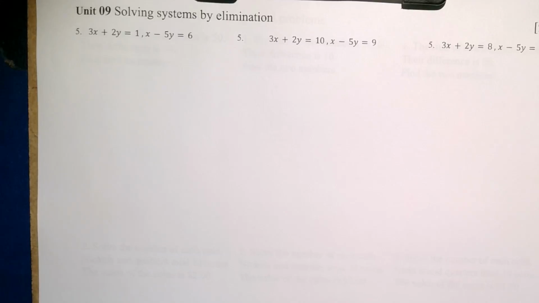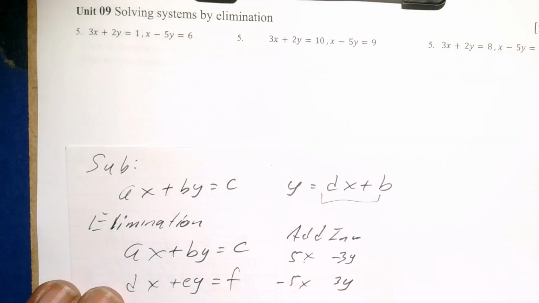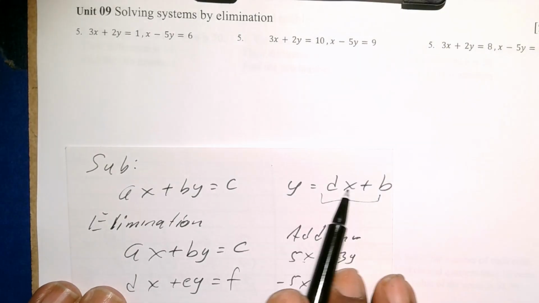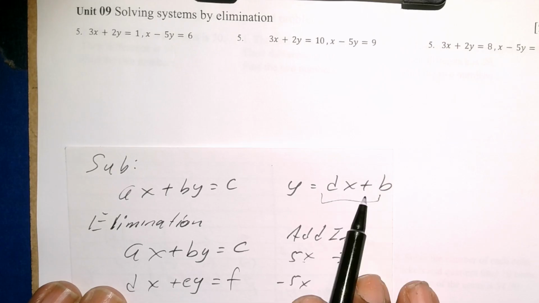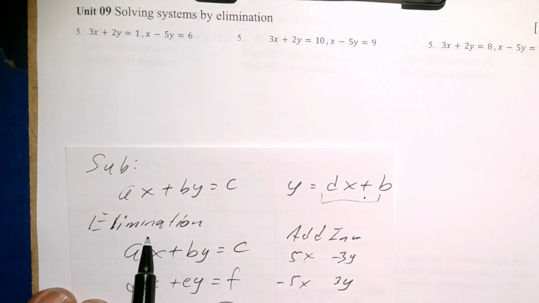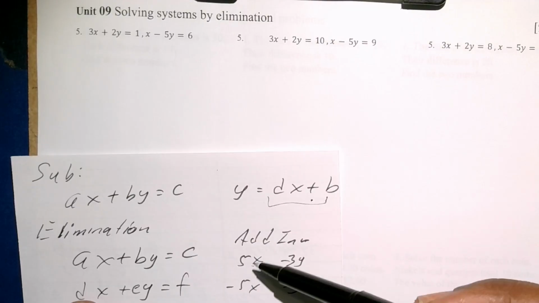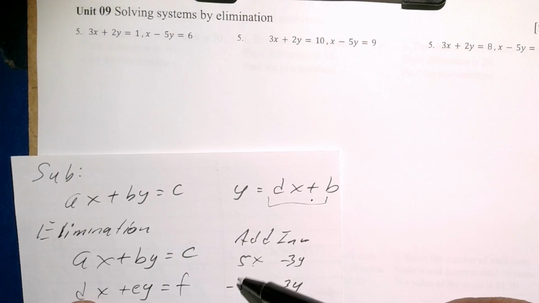Solving systems by using elimination. Once again, substitution requires one isolated variable, whereas for elimination, both equations, or all equations, have to be in the same form. So if one is x, y, and a constant, they all have to be x, y, and a constant. Then you want to get additive inverses, which involve having different signs and the same multiples.